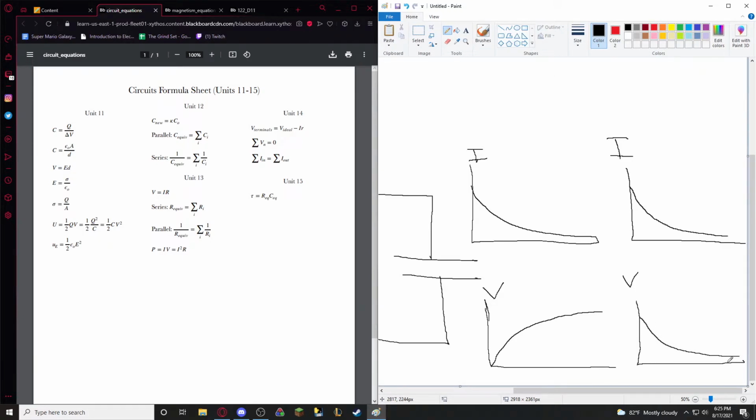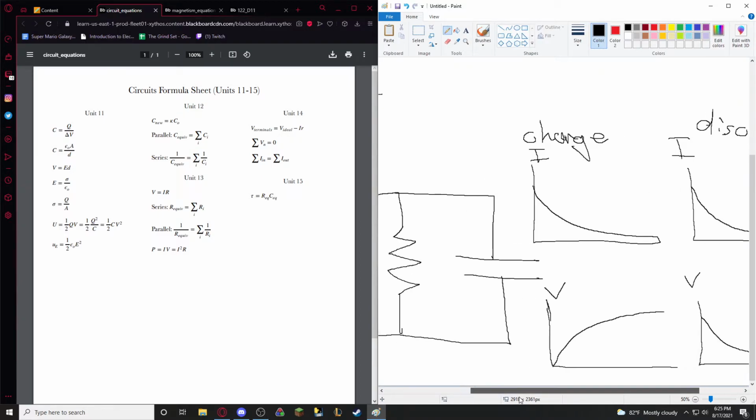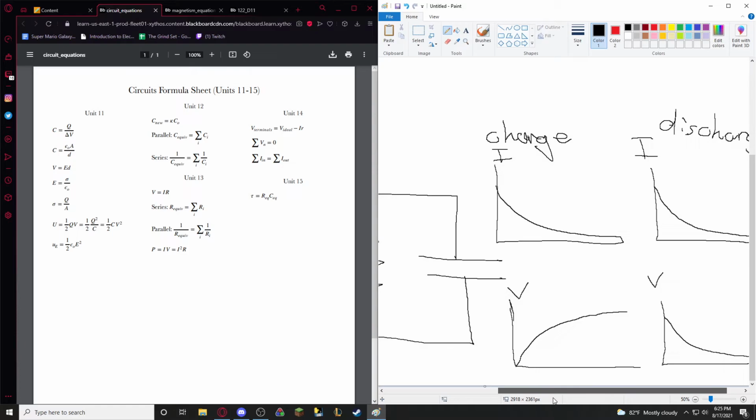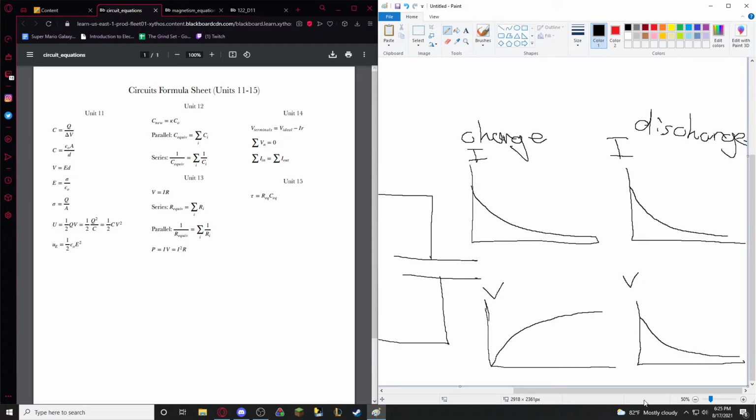Exactly. So for a capacitor, we'll say charge, discharge. So when we charge it or discharge it, it's essentially going to look like this, where we have the charge building up and then dissipating.